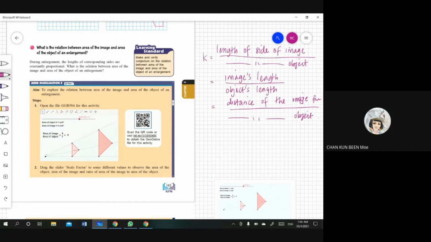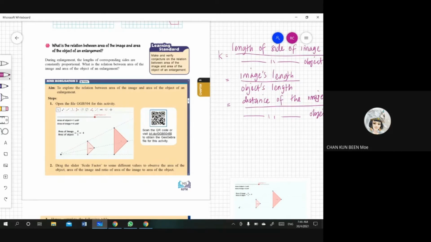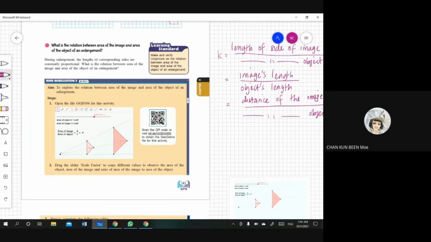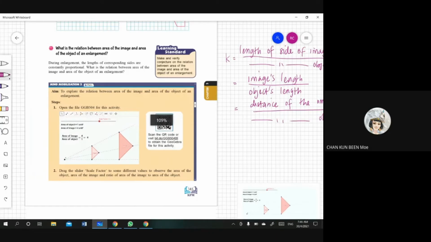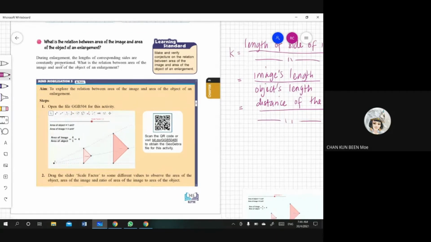Okay, so we move on to this example over here, the mind mobilization. During an enlargement, you look at the paragraph given. The lengths of the corresponding sides are constantly proportional. So this one you know, right? What is the relation between the area of the image and the area of the object of an enlargement? You know that the length is proportional already, but then what about the area?